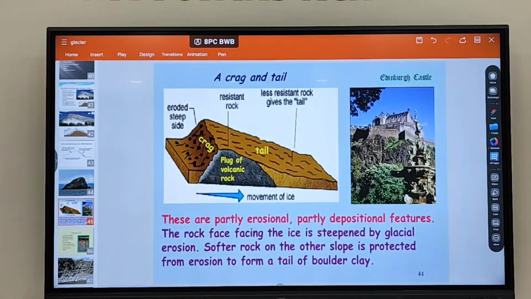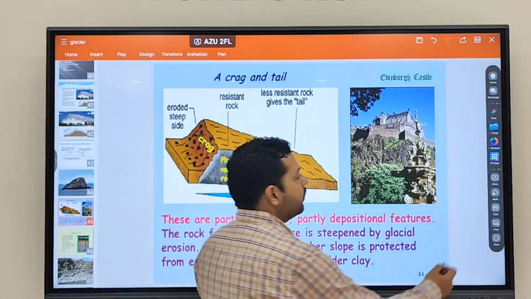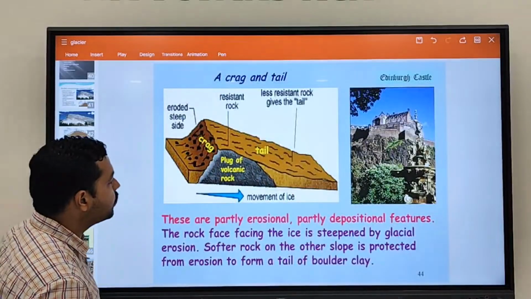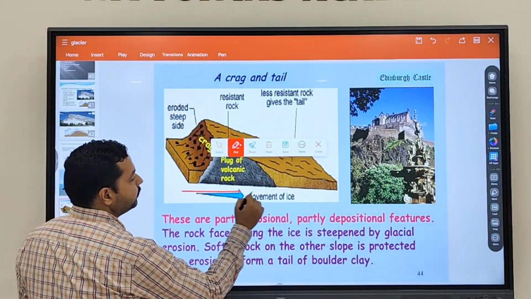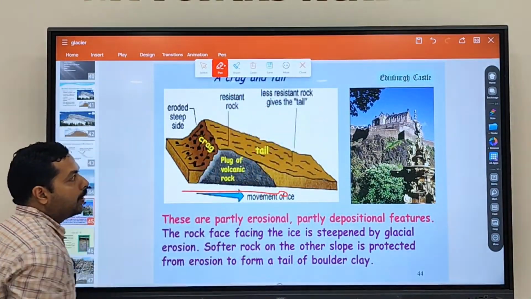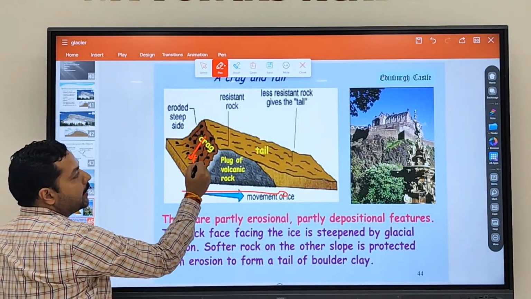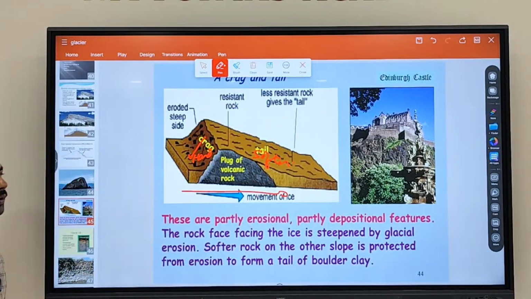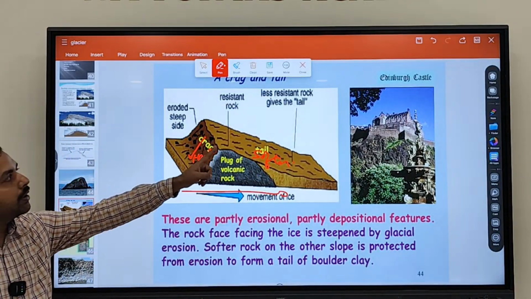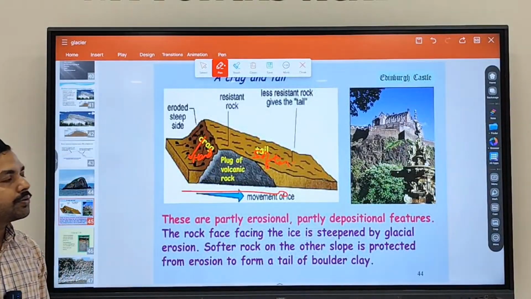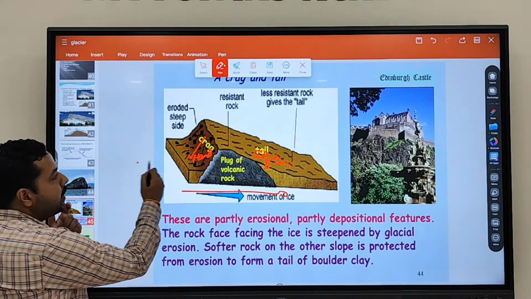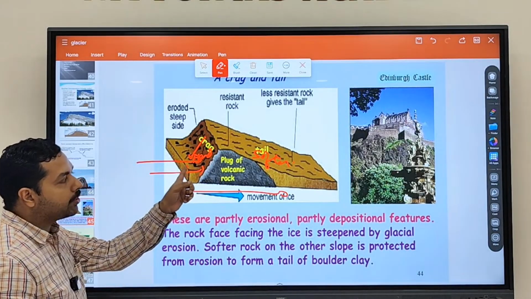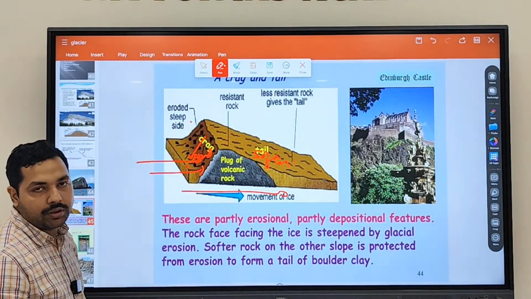Second concept is the crag and tail concept. Second concept is what? Crag and tail concept. Now the ice is moving what? Ice is moving like this. Movement of ice is like this. Now this part is harder rock, while this part is softer rock. Ice is moving like this. This is a harder rock and this is the softer rock. Clear? Now when ice is moving, it is encountering which type of rock? Harder rock.